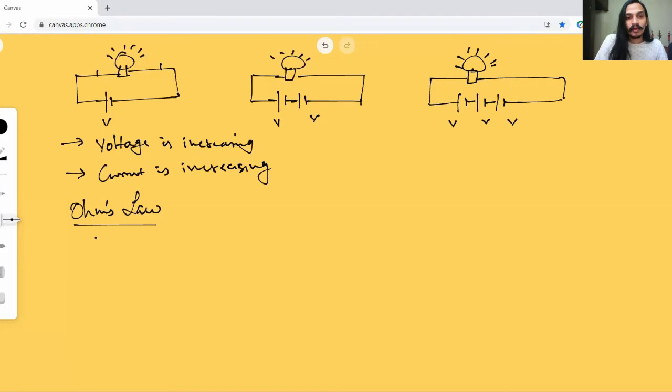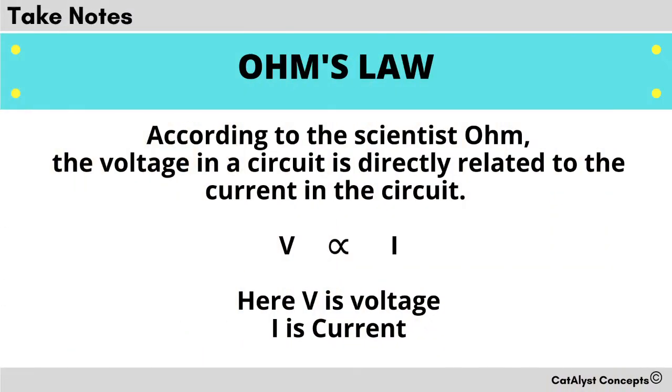He said that the voltage across a circuit, or at the ends of a conductor, is directly proportional to the current flowing through the circuit. The voltage across your conductor is directly proportional to how much current is flowing through it. When there's more voltage, there's going to be more current. Since Ohm's law is a proportionality, we can also make an equation out of it.